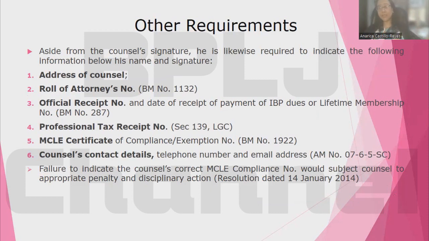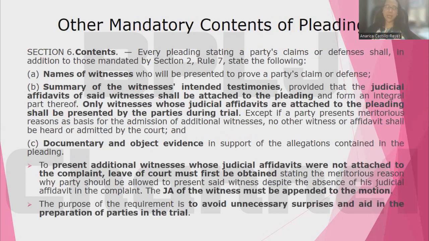So aside from the counsel's signature, the counsel is likewise required to indicate the following information in his pleading: his address, the roll of attorney's number, his official receipt of the IBP or his lifetime membership, his professional tax receipt number, the MCLE certificate of compliance, and the counsel's contact details. Failure to indicate the counsel's correct MCLE compliance would subject him to appropriate penalty and disciplinary action.